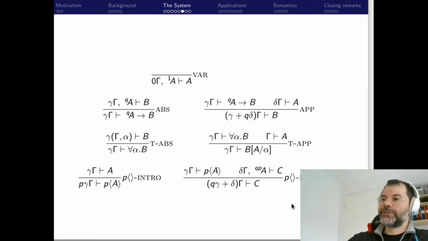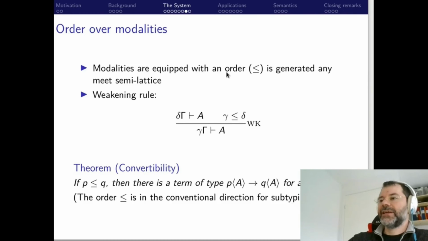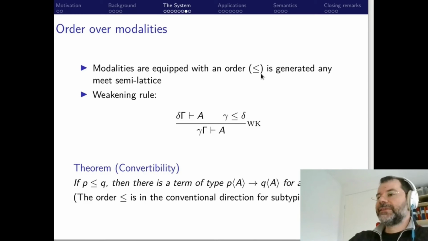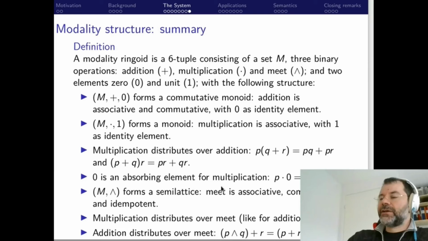On top of this, we also have an order on modalities, and it is generated by a semilattice, a meet-semilattice. This order drives a weakening rule, as shown here. We can also see the converse, and this is a conversion rule from P to Q if P is less than Q. The exact structure of modalities is as shown here. Pause the video, or you can check out the paper. But the interesting bit is the last line, namely that addition distributes over meet. This property also implies that addition is monotonic.